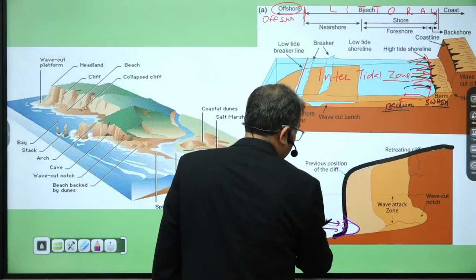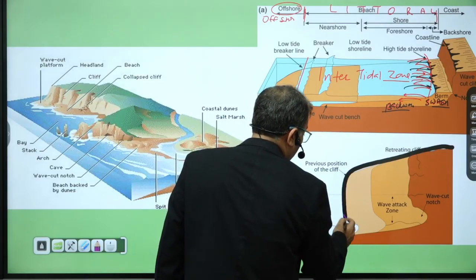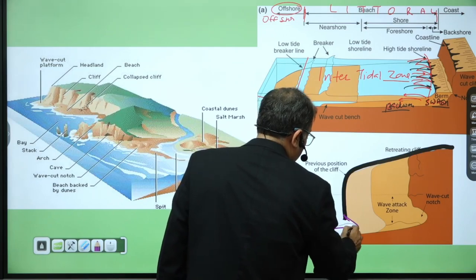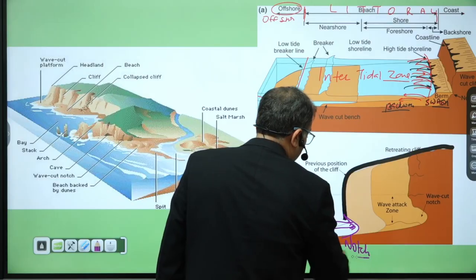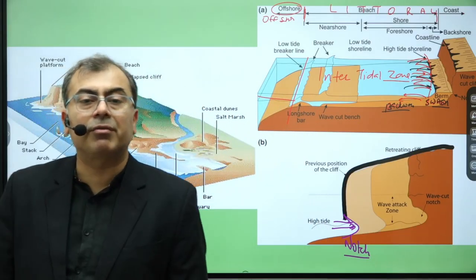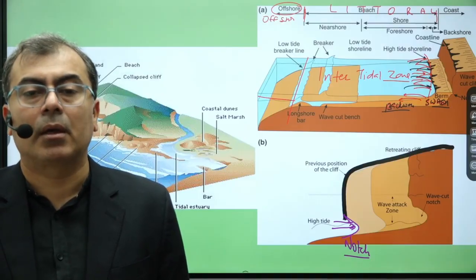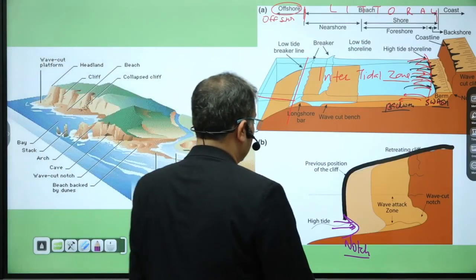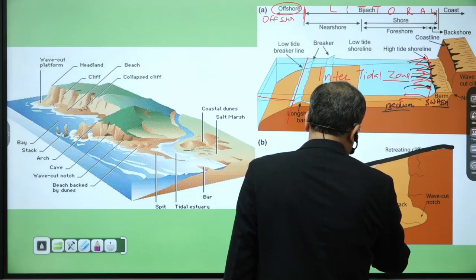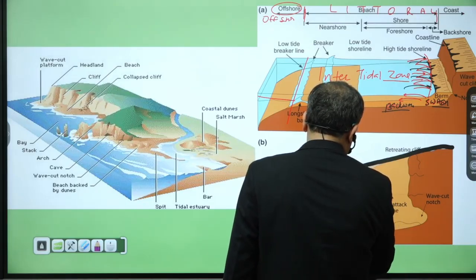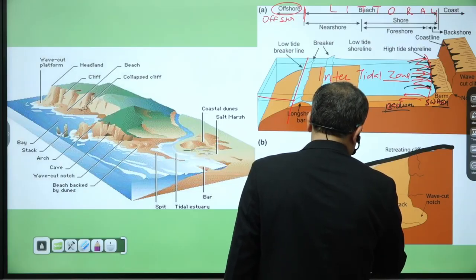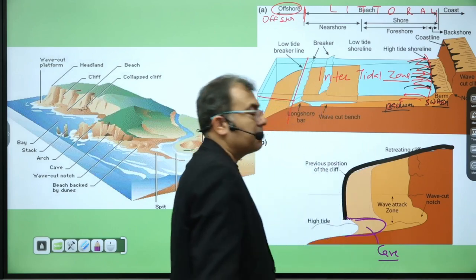इस तरह से the wave will cut the lower part of it. Yes or no? इसको क्या बोलते हैं? द वेव विल क्रिएट अ नॉच. Wave will create a notch. Everyone with me? With time, what will happen? The notch will become deeper. Deeper notch will be called what? Notch से क्या बन जाएगा? Notch से बन जाएगा cave. Is everyone okay?